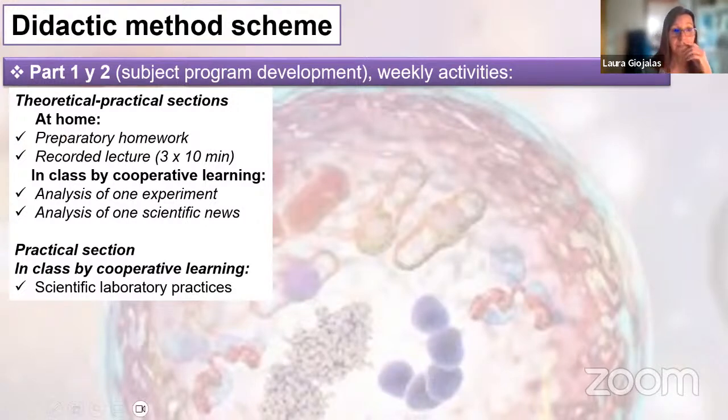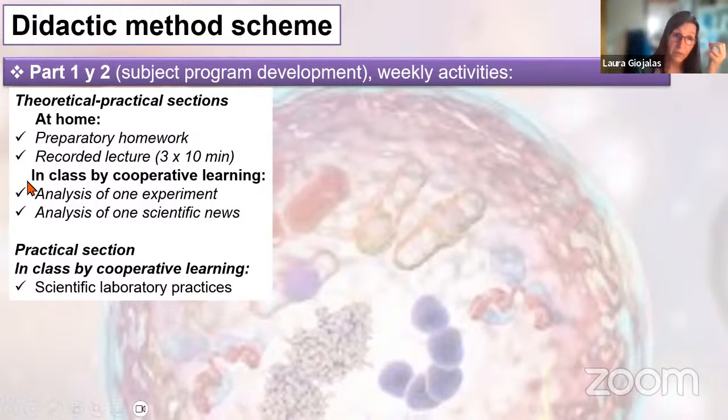And for that, we give them what we call a preparatory homework. It's a very short one with 5 items. But to solve it, they have to read the subject in the textbook. And they have complementary material: 3 small, short lectures about the subject, each about 10 minutes. That 10 minutes is the ideal time that a student can attend to. Beyond that, they lose attention. So there are 3 small lectures that they can listen to whenever they want, because they are on the virtual classroom.